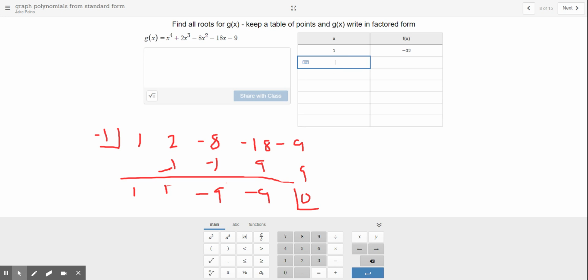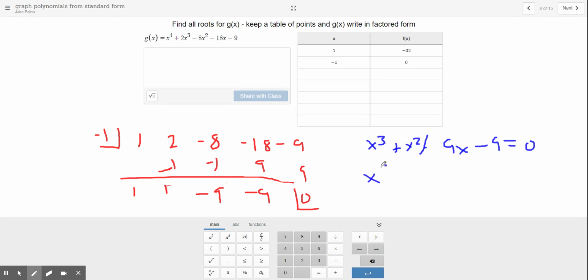Okay, so now I have the point -1, 0. And I should be able to now, like I have four numbers here, so if I rewrite this, I'm going to get x cubed plus x squared minus 9x minus 9 equals 0. And I should be able to do a factor by grouping here.